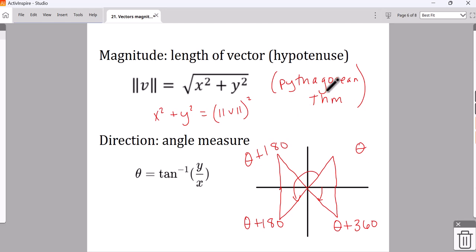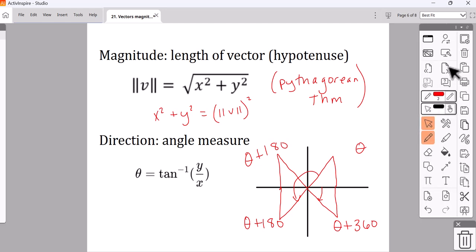So we have Pythagorean theorem and inverse tangent. Those are our two pieces of information that we're going to use today. And so pause here if you need to copy this down.